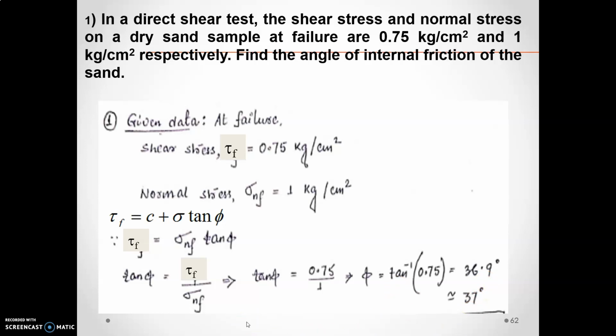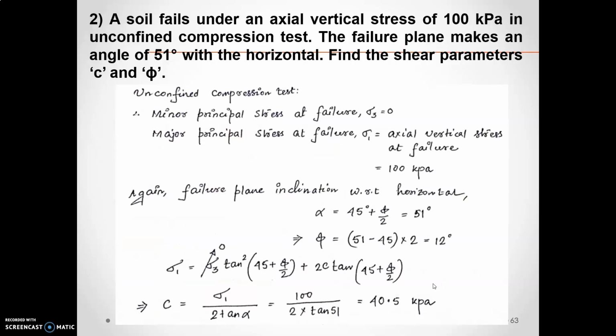Very simple example. Directly you have to substitute the values, what is normal stress and shear stress, and calculate the angle of internal friction. Let us take one more example. A soil fails under an axial vertical stress of 100 kPa in an unconfined compression test. The failure plane makes an angle of 51 degree with the horizontal. Find the shear parameters C and phi.